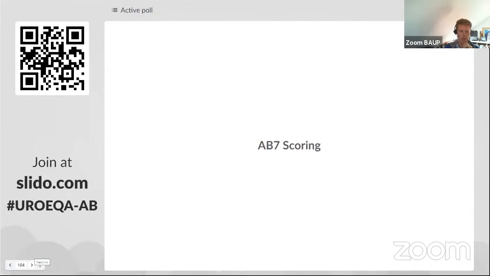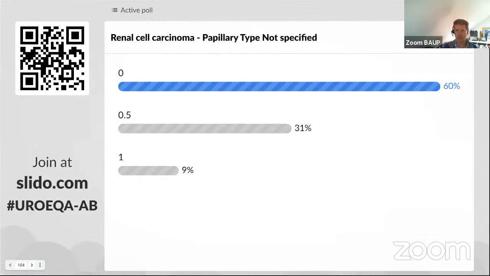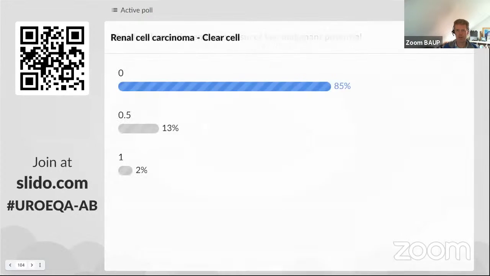We've got over 113. I think let's score. So, Nick, are you writing these down? So clear cell papillary scores 99%. Oh, it's going up as we speak. Papillary not specified, got 0. Papillary type 1, 0. Multilocular, 0. Clear cell, 0. Papillary adenoma, 0.